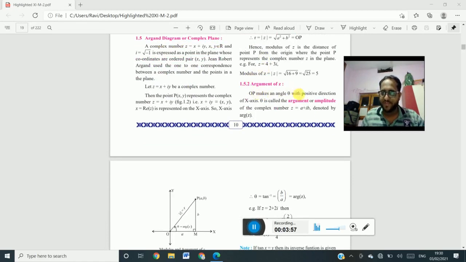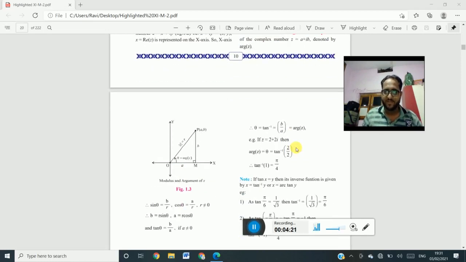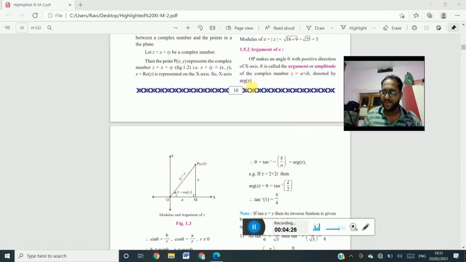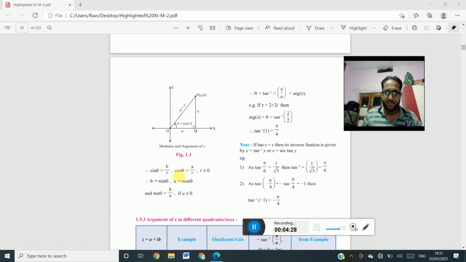Then the argument of z is defined. Say OP makes an angle theta with the positive direction of the x-axis. See this one, this OP. This OP makes an angle theta with the positive direction of the x-axis. Then that theta is known as the argument or amplitude of the complex number z equals a plus ib, and it is denoted by arg z.